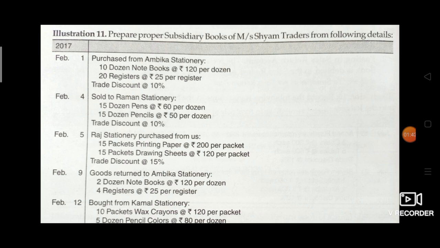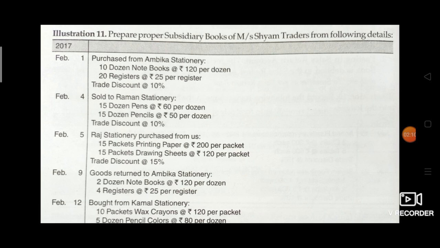Now February 9th, goods returned to Ambika Stationery 2 dozen notebooks at Rs 120 per dozen and 4 registers at Rs 25 per register. See, in the above transaction of February 1st, we have purchased goods from Ambika Stationery and now we are returning goods to Ambika Stationery. So this is the entry of purchase return and we will enter this entry in purchase return book.